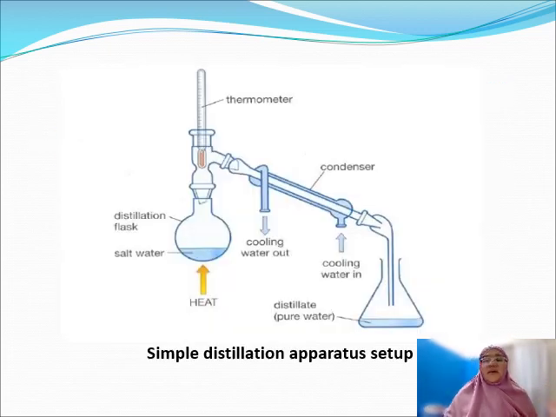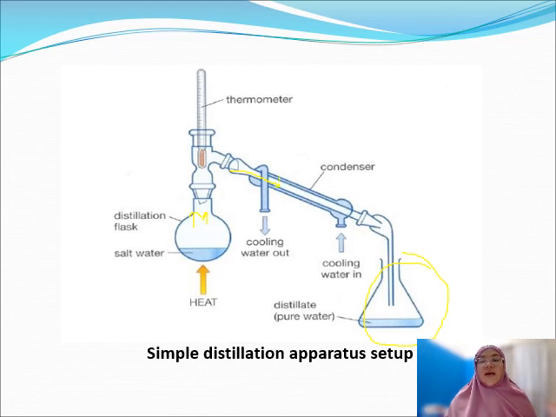From this picture you can see this is a collection flask, where it will collect the more volatile distillate, the one that was firstly vaporized. The more volatile components will vaporize first, the yellow particles, and then it will vaporize. After vaporizing, it will condense at the condenser.